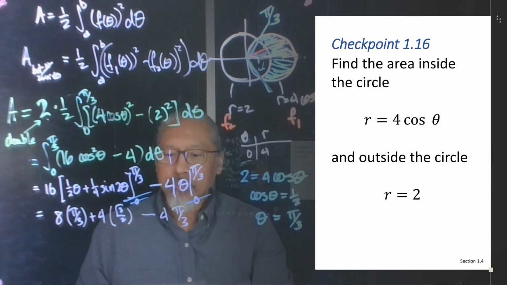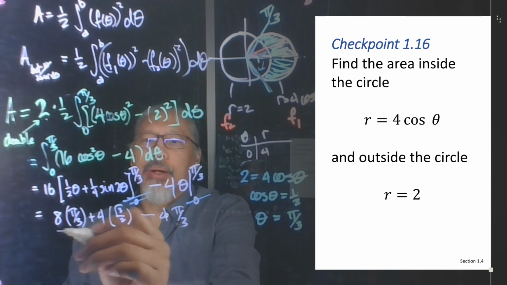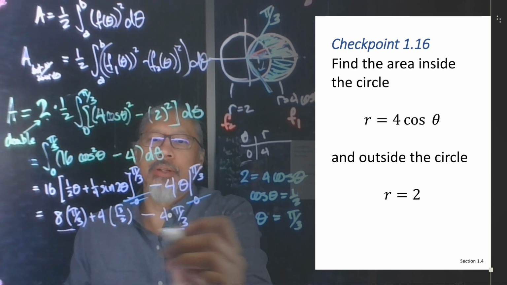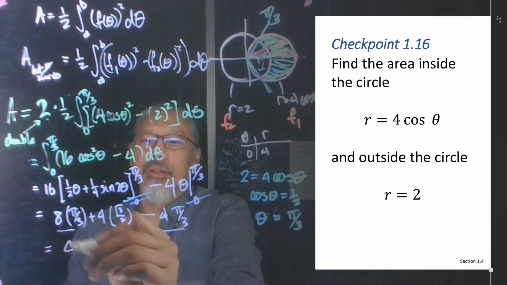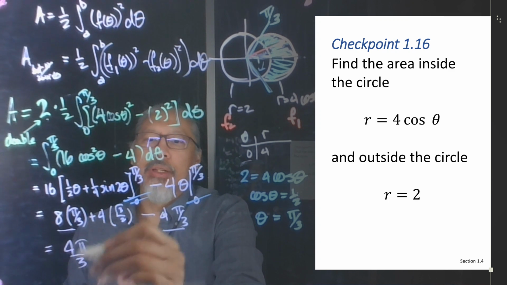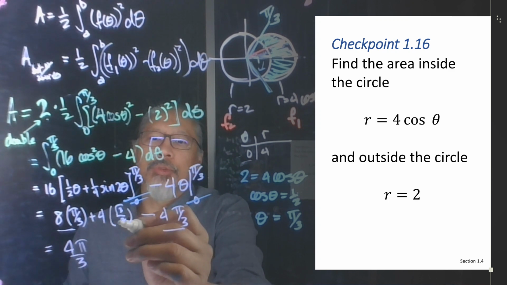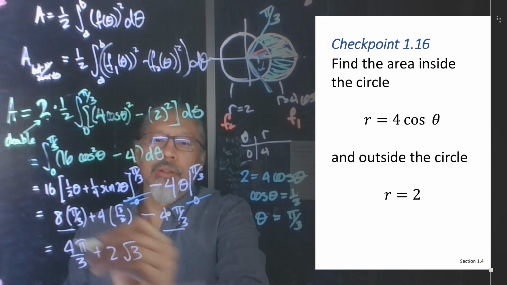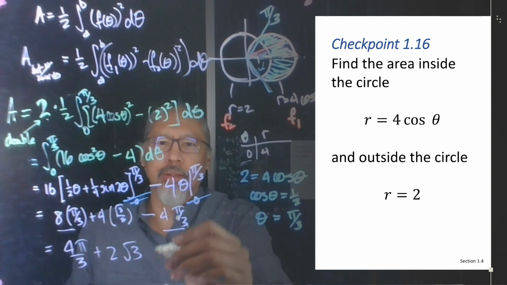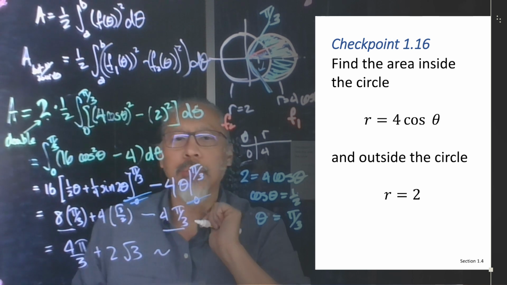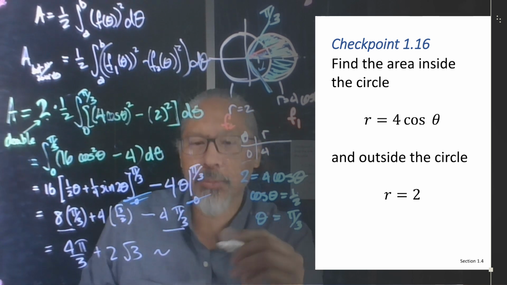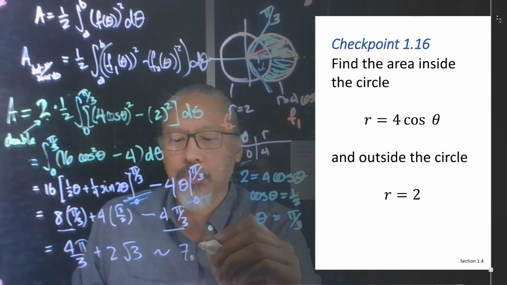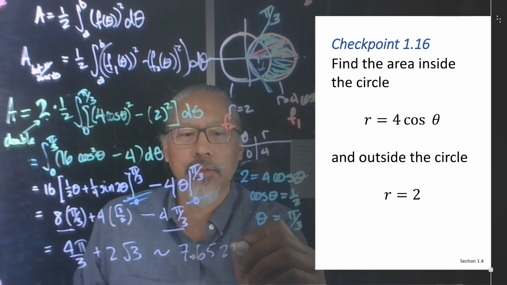Okay. We have 8 pi over 3 minus 4 pi over 3, so that's going to be 4 pi over 3, and the other term simplifies a little bit to 2 square root of 3. And I think that's it. I punched this into the calculator, and this is approximately equal to 7.65289.